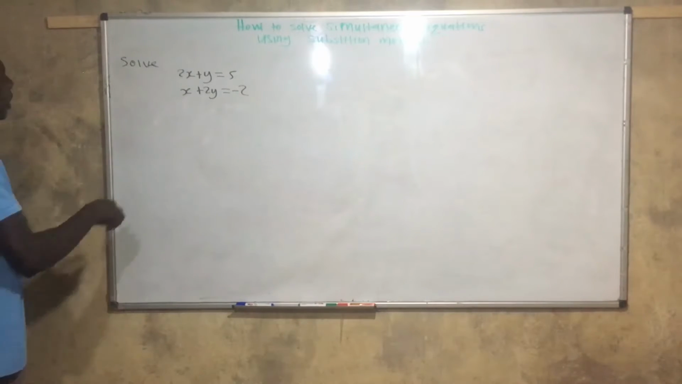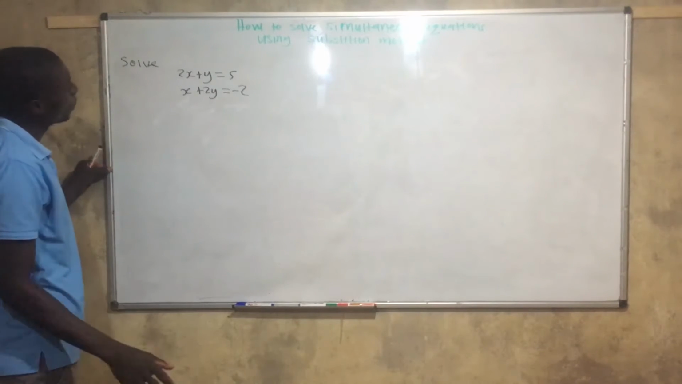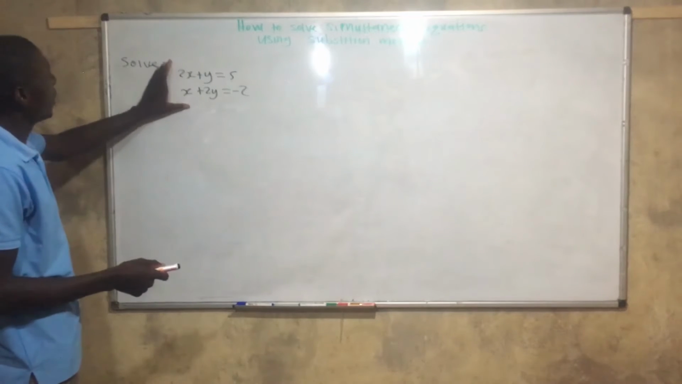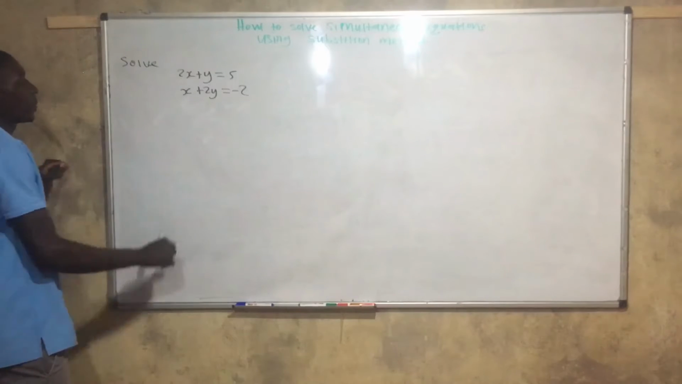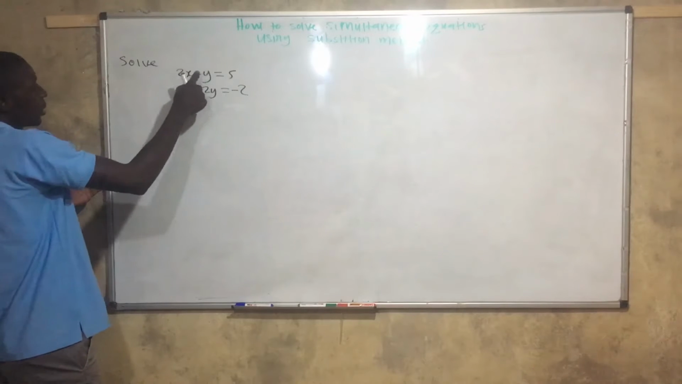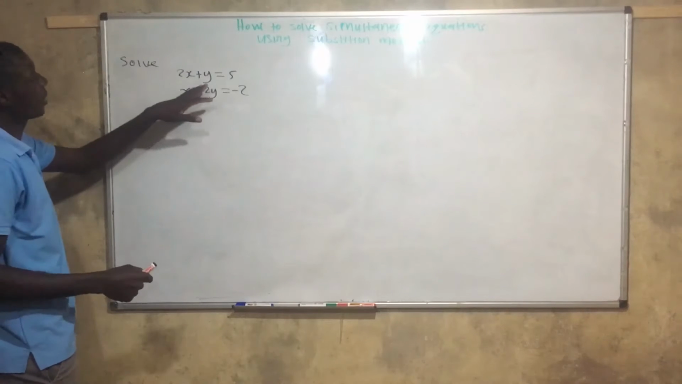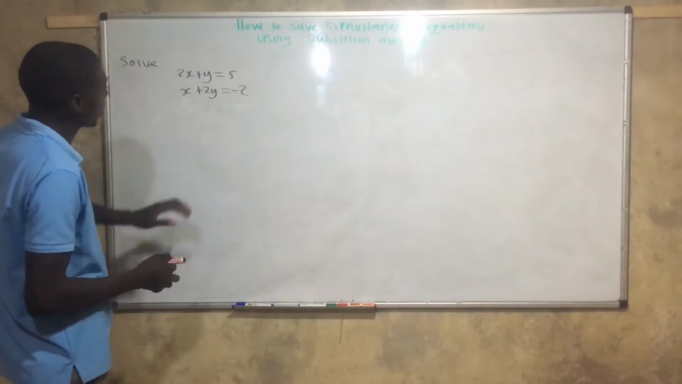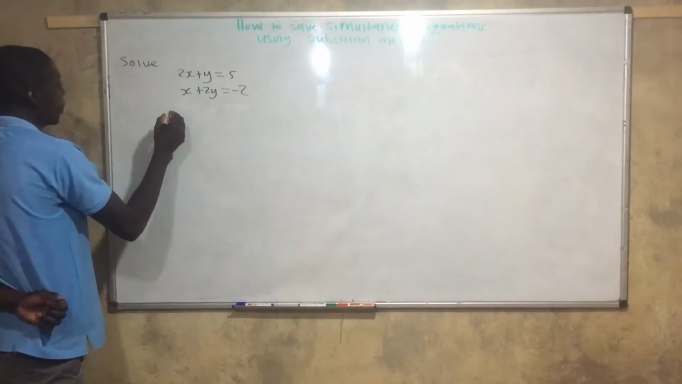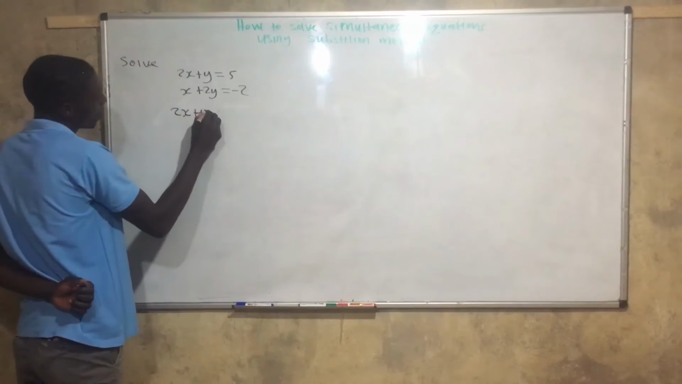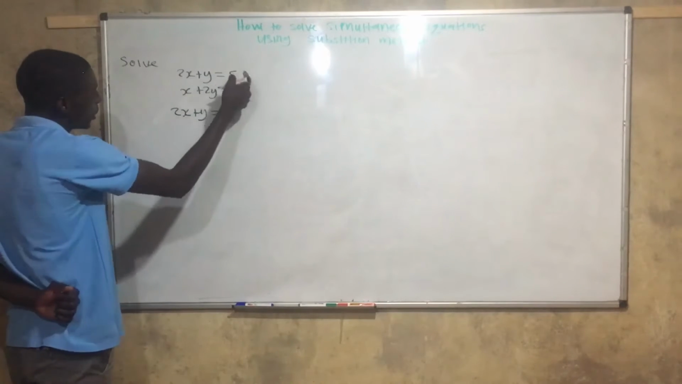In this method, if you want to make x or y the subject of the formula, you have to get a variable which has a coefficient of 1. If we look at these two equations, the coefficient of y is 1, the coefficient of x is 1, and they are both positive. So we can either make y the subject of the formula, or we make x the subject. So we are going to take the first equation, 2x plus y is equal to 5, and we make y the subject of the formula.